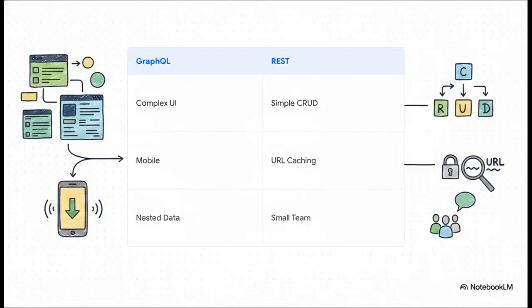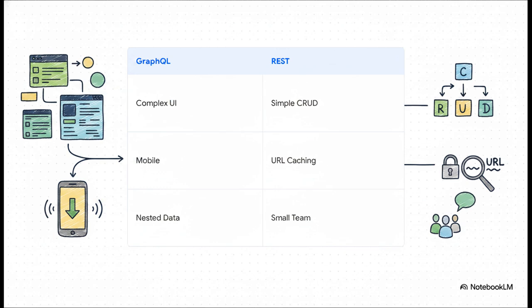You should go with GraphQL when your front-end screens need highly flexible data. We're talking complex dashboards with lots of nested, related objects, or when mobile bandwidth is critical and you really want to avoid multiple round trips to the server. On the flip side, stick with REST when your API is simple, like basic CRUD apps, or when you're working with a smaller team. REST is also vastly superior if caching by URL is a core part of your performance strategy, or if you're building a public API where you just need things to be simple and predictable.